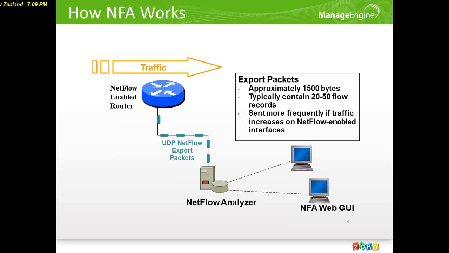This is how NFA works. You have to configure your router to export NetFlow packets to where the NetFlow Analyzer is installed. It automatically receives the packets. If there is no block on your network on UDP port 9996, it generates reports, traffic reports. And you can connect to the UI and see who is using the bandwidth by drilling down to each interface, or you can create IP groups to monitor specific IP address or IP range utilization.